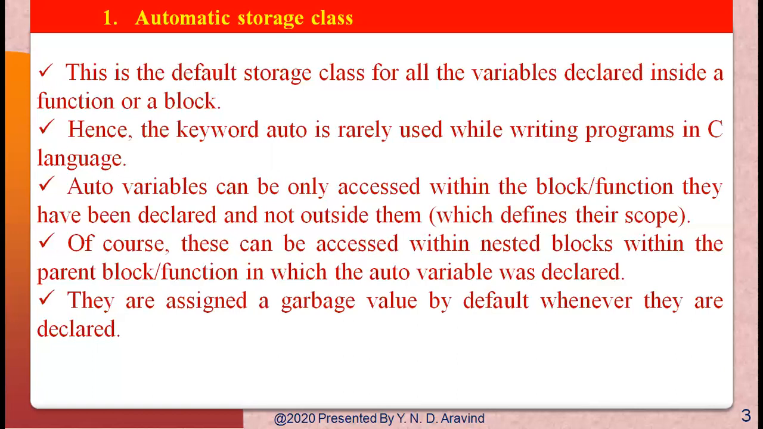And the important points regarding these automatic variables is they are stored in main memory. Their initial value is the garbage value, and we are going to declare these variables by using the auto keyword, and the scope is local to the block in which it is defined, and the lifetime of these variables is till the control remains within that particular block in which it is defined.